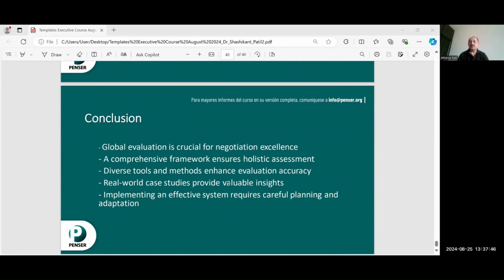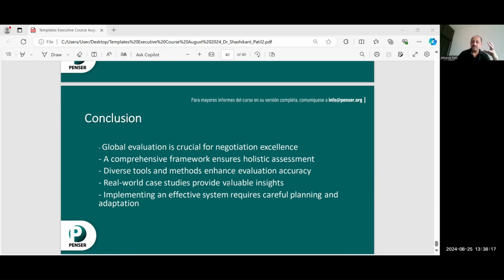So with this, we are coming to the end of the session, and the key takeaway, take-home message or conclusion of this session is that global evaluation is crucial for negotiation excellence. If you want to do something, you have to work on the framework of the evaluation and assessment procedures. You need to consider all aspects: global, local, geographical, language, and community aspects, and come up with a comprehensive framework to ensure holistic assessment and holistic development of the organization.